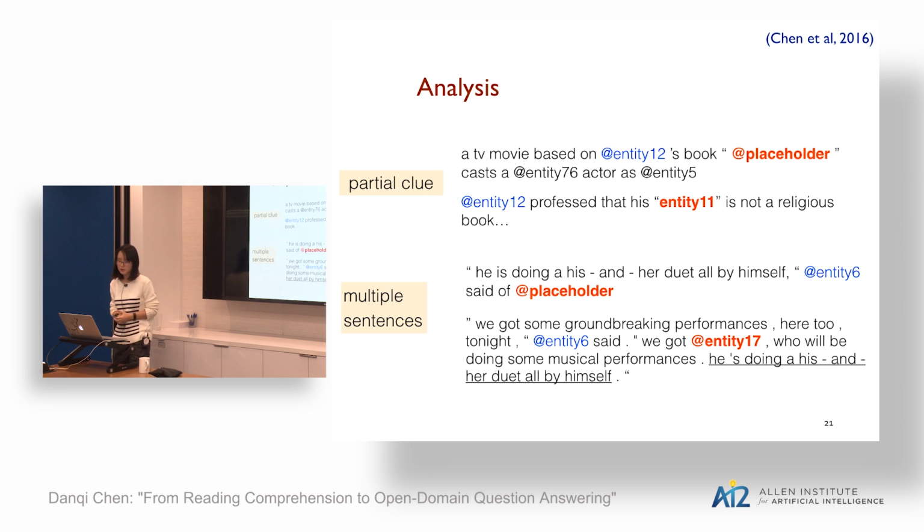The next case is actually pretty hard: we cannot use just one single sentence in the paragraph to infer the answer. We need to read multiple sentences and finally get the answer. If you see this example, the system has to read two or three sentences and finally figure out the answer is Entity 17.